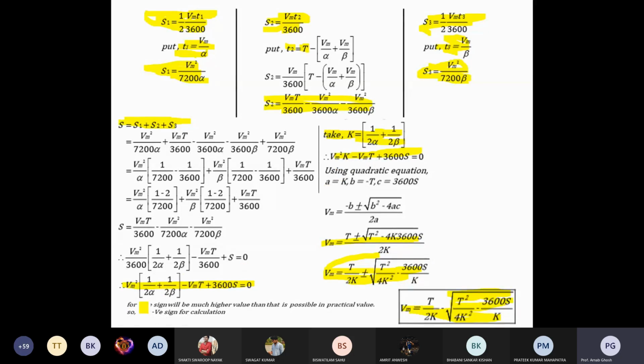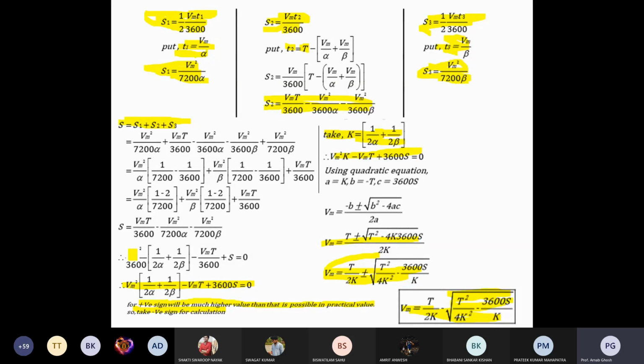For the positive sign, it will give a much higher value than the practical value. So take the negative sign for the calculations. You can calculate both ways, whatever comes, but negative speed is not possible. Speed is definitely positive. So you have to look into those calculations. After putting all those roots, basically negative speed may occur in the braking situation. So that's the way you have to calculate, and finally you can get the results. So that is for the trapezoidal.